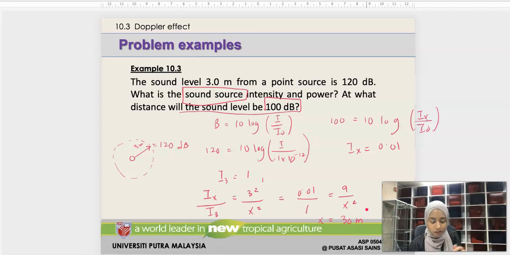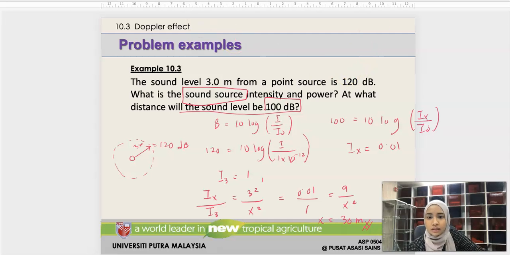Okay, you can check back. So 3 squared divided by 30 squared, and then it'll give you 0.01, which is the answer. Okay, so x equals to 30 meters is correct. So the distance should be 30 meters for the sound level to be 100 dB.